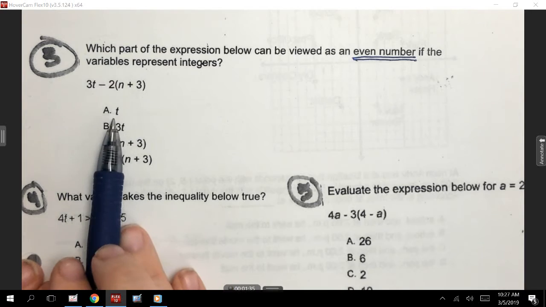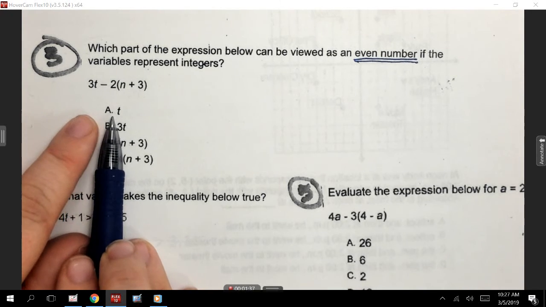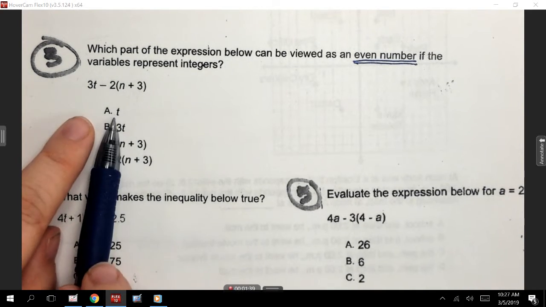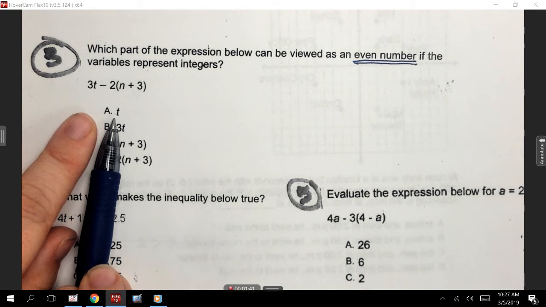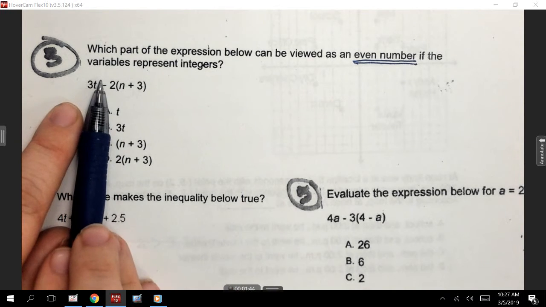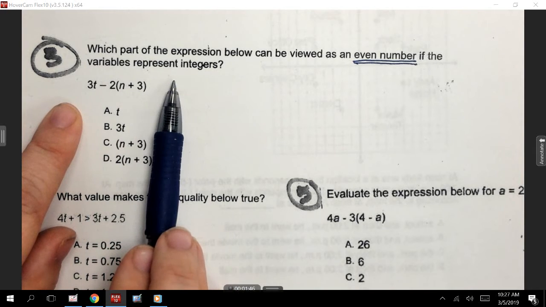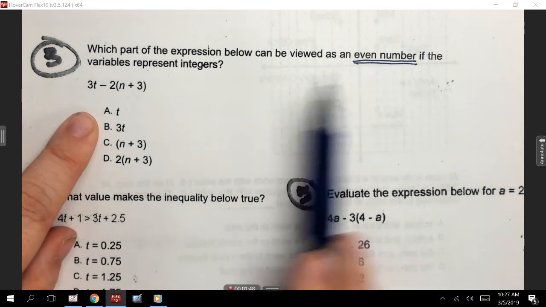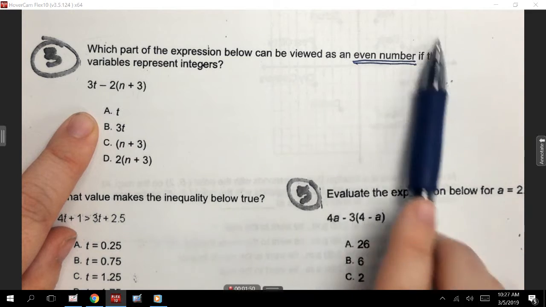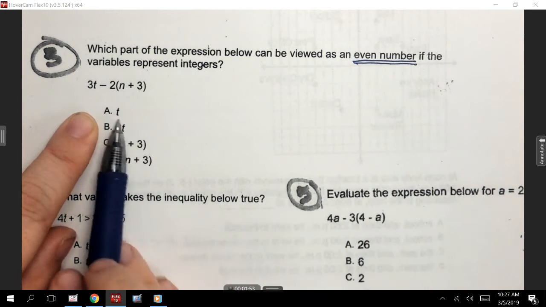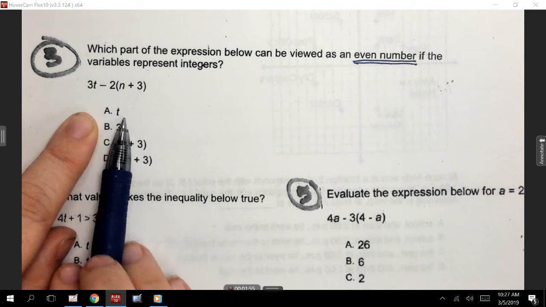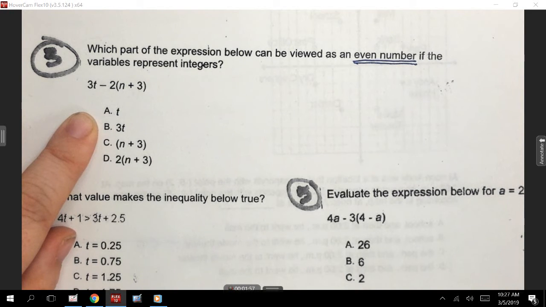All right. So if I look at choice A, in this problem I just want to talk about T. So we're only going to look at T, which is a letter that can be any number. Y'all okay with that? T. Does it have to be an even number? Because we want to choose the one that's going to be an even number. Give me an example of when T could be an even number or when it could not be an even number if you disagree.